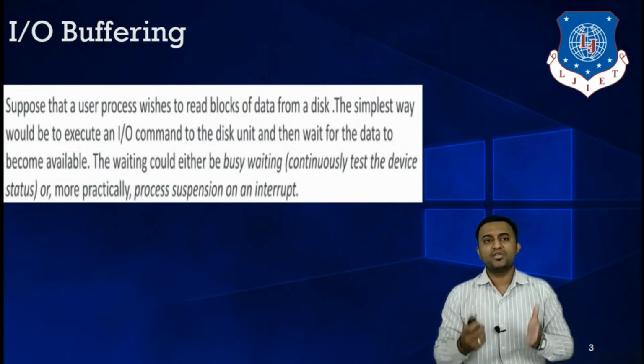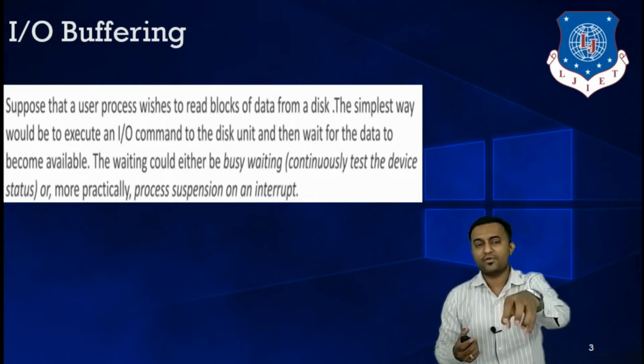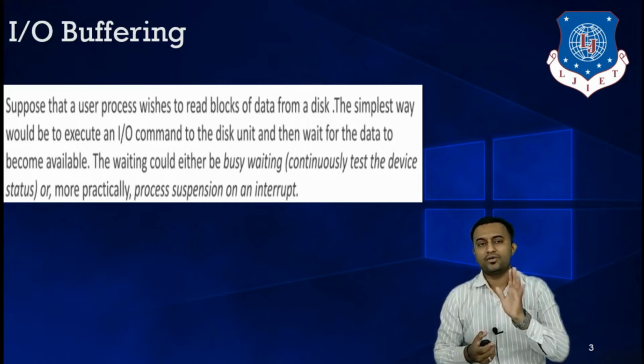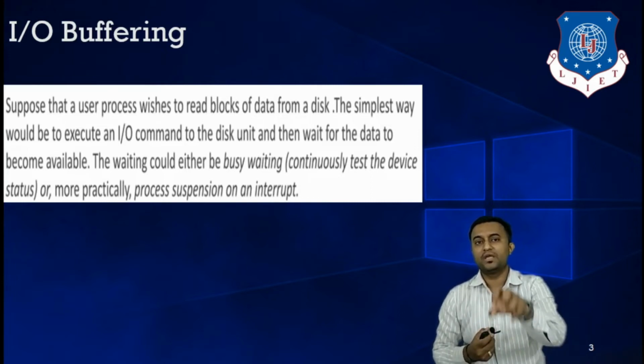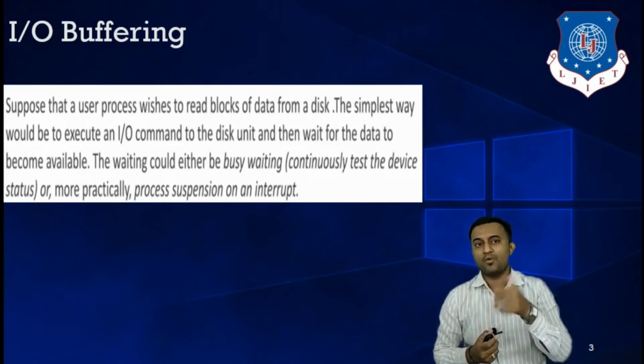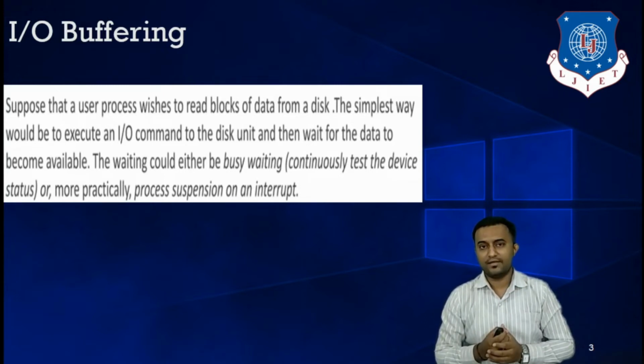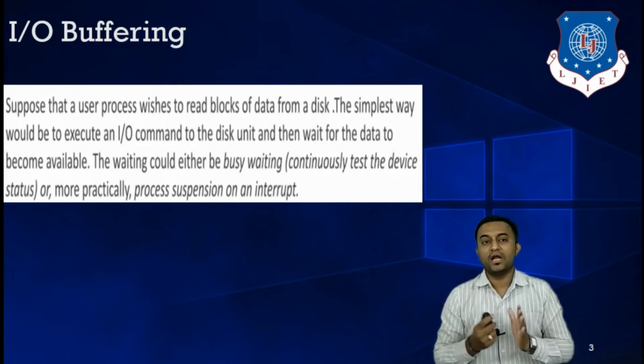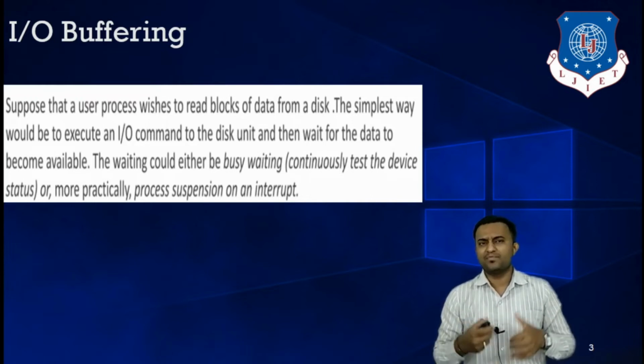Suppose a user process, as I told you, wishes to read a block of data from a disk. So one user process has entered the system, and it is waiting in main memory, and that process wants to read data from the disk. This is the I/O process, as I told you earlier. The simplest way would be to execute an I/O command to the disk unit and then wait for the data to become available. That is the simplest way.